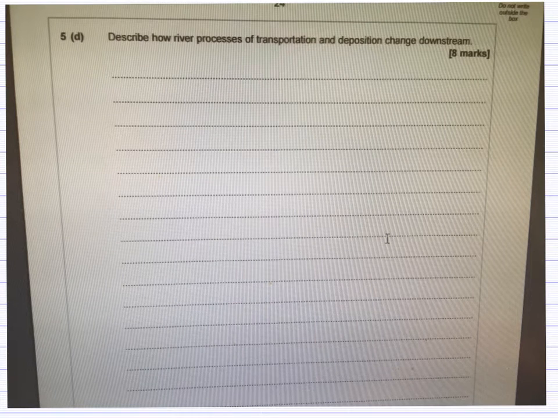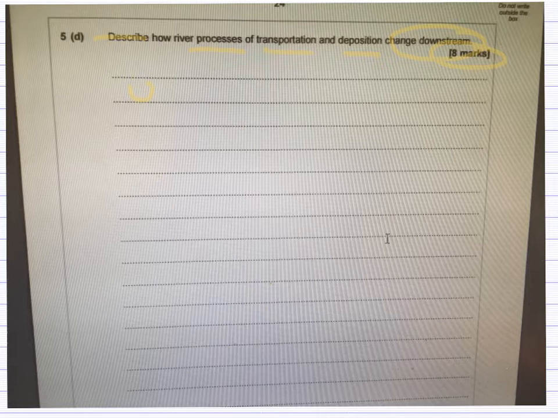Alright, this last question is an 8-mark question. It says describe, so there's no explaining needed, how river processes of transport and deposition change downstream. Notice they've not said anything about erosion, so you don't need to talk about erosion, just transport and deposition. So there has to be some kind of order and sequence that you talk about.